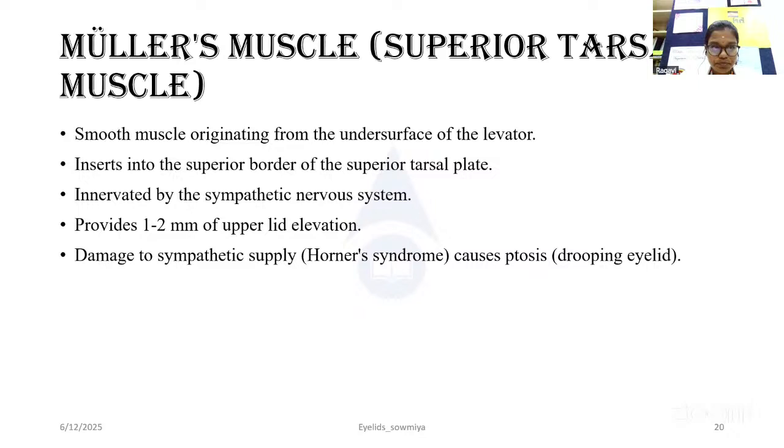Muller muscle. Smooth muscle originating from the under surface of the levator, inserting into the superior border of the superior tarsal plate, innervated by the sympathetic nervous system, providing 1 to 2 mm of upper lid elevation. Damage to the sympathetic supply, Horner's syndrome, causes ptosis, drooping of the eyelid.